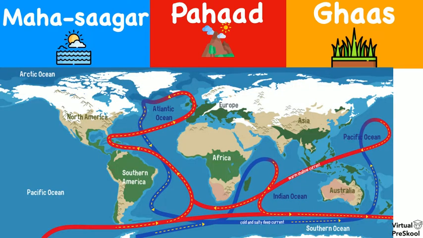What is the biggest ocean? How do we say ocean in Hindi? Mahasagar. The biggest ocean in the world is the Pacific Ocean.